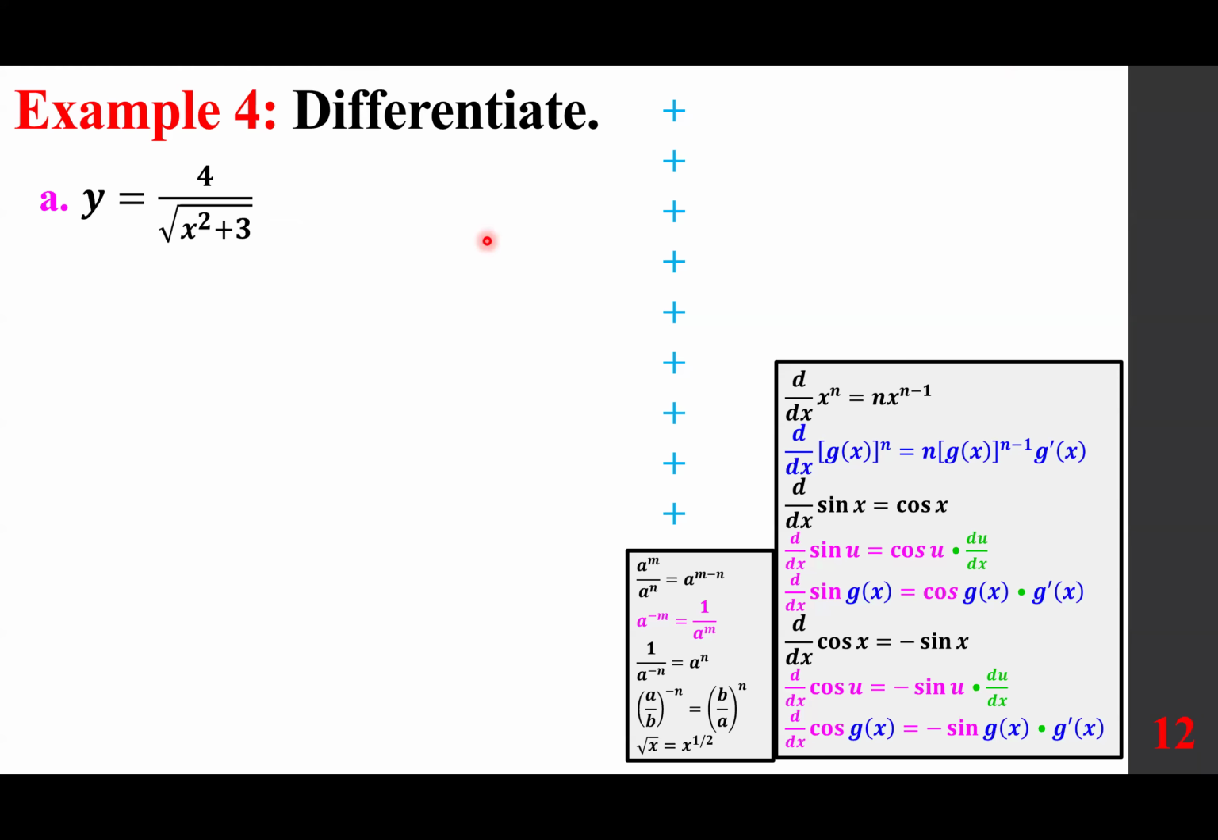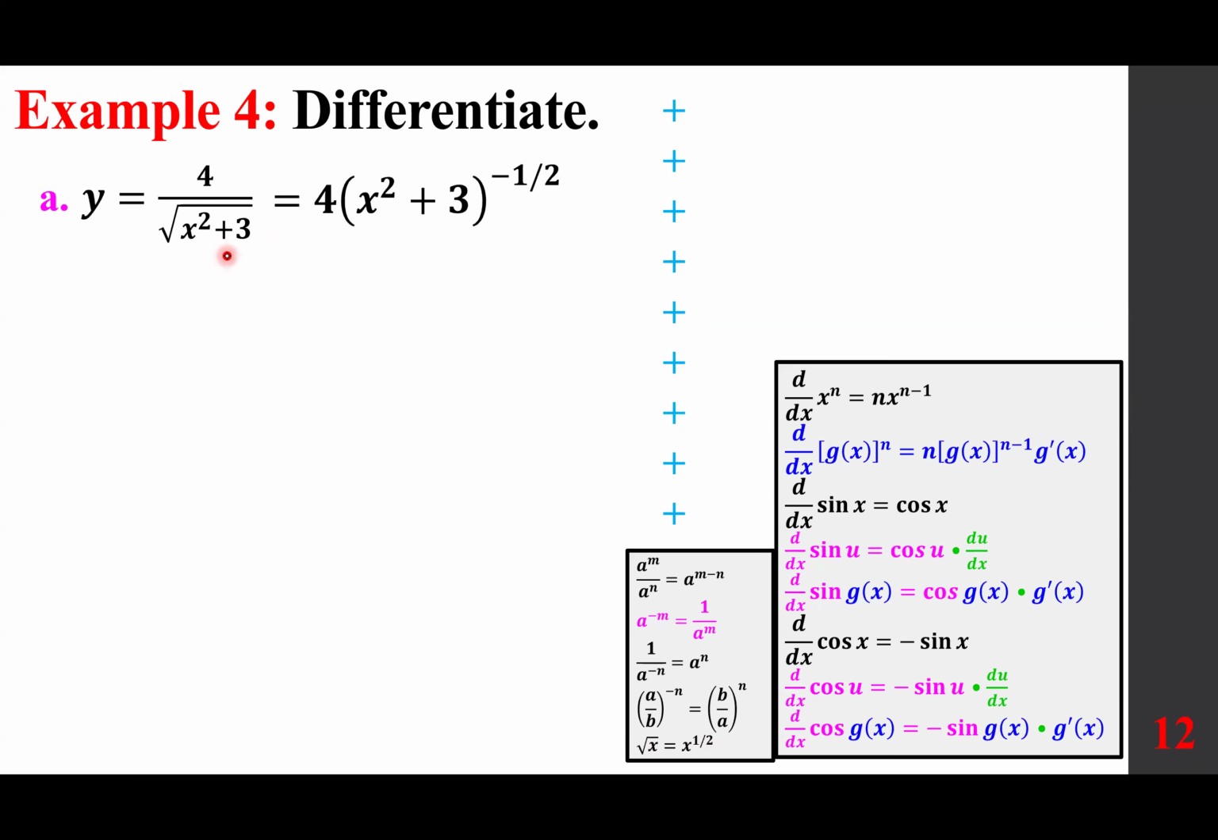Y equals 4 over square root of x squared plus 3. Anytime the numerator is just a number, we don't have to use a quotient rule. We bring this up, we make it x squared plus 3 to the power of negative 1/2, because square root of x is x to the power of 1/2. This is to the power of 1/2. Bring it up, make it negative. Get it ready for the extended power rule.